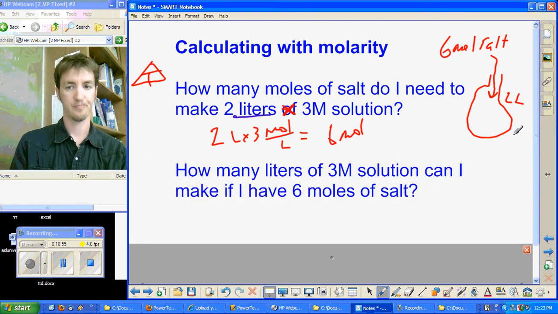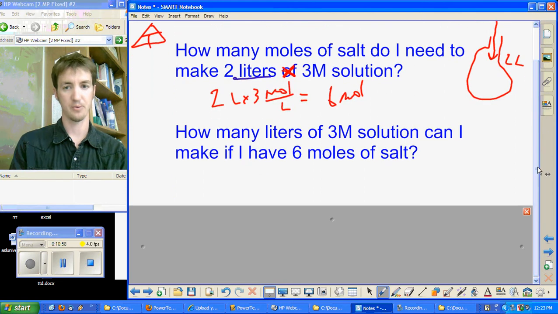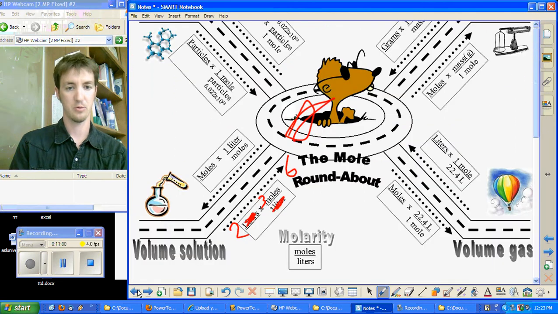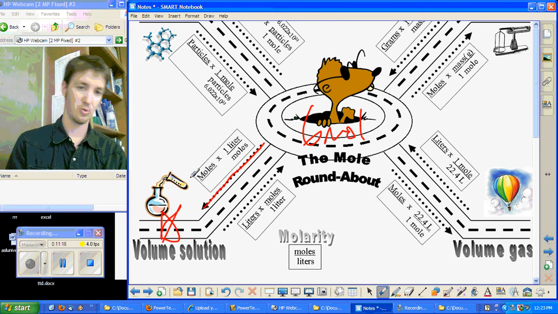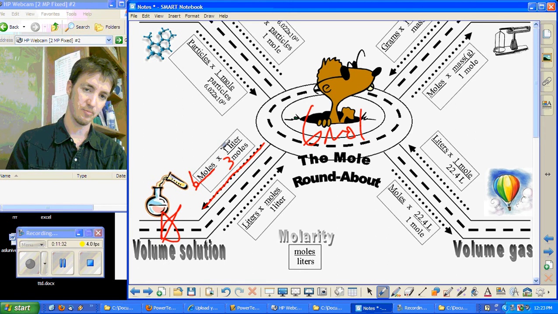Alright, next up. How many liters of 3 molar solution can I make if I have 6 moles of salt? So, how many liters of solution if I have 6 moles of salt? So we're going to end up at volume of solution. I'm starting right here with 6 moles. So, following this path, I take my 6 moles over nothing. My moles per liter, my molarity, I wanted a 3 molar solution. So in this case, I put 3 moles down here. 6 moles times 1 liter over 3 moles.